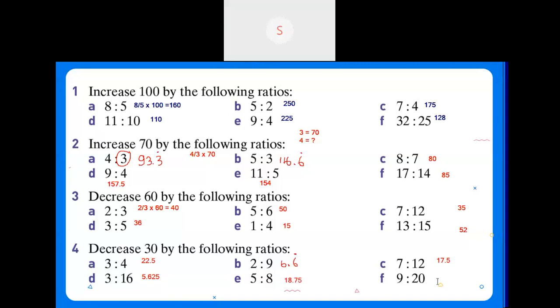Question F, 13.5. Teacher, how many? 13 or 18? 13, teacher. Okay, 13.5. Is there anything confusing so far from question 1 to question 4? Clear, teacher. Okay. Let me check the chat box. No one said anything through the chat box. I don't think anyone has any question.